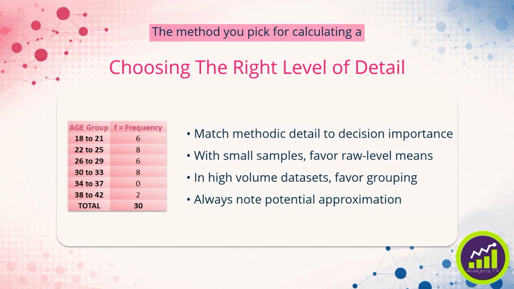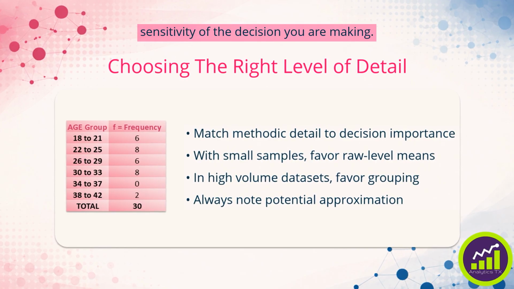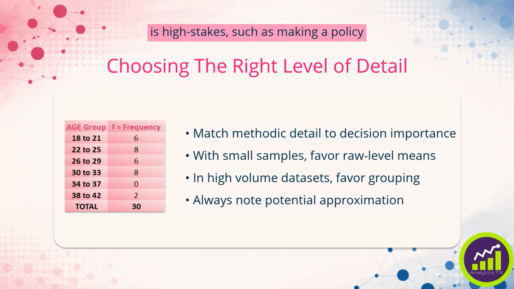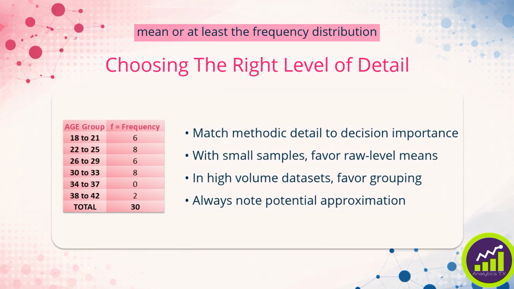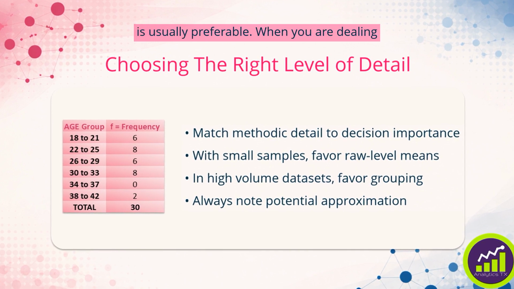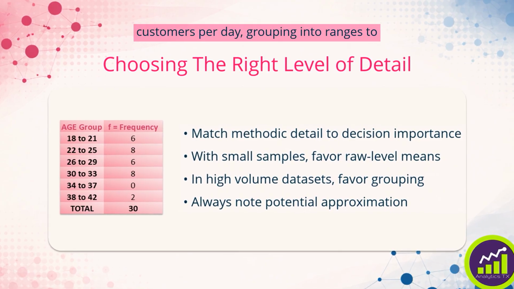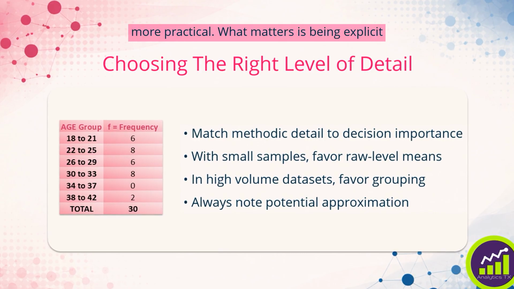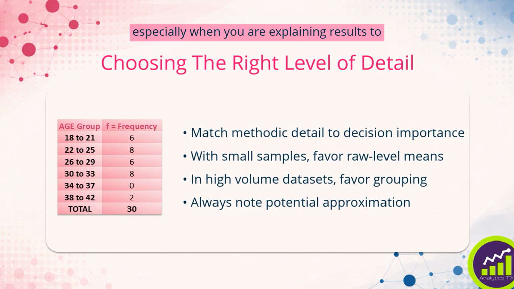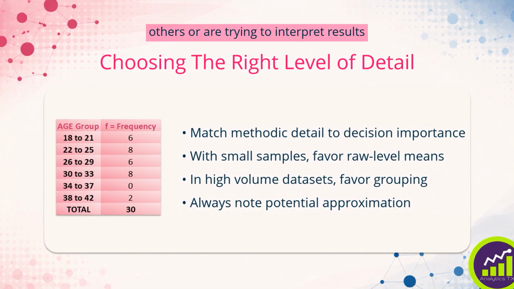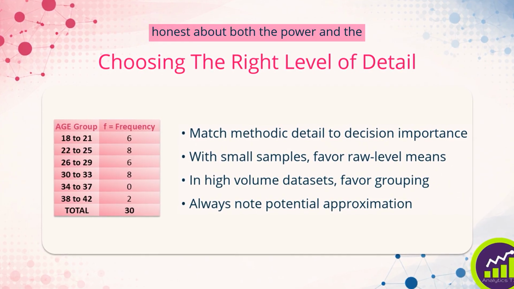The method you pick for calculating a mean should align with the importance and sensitivity of the decision you are making. When samples are small, or the decision is high stakes, such as making a policy based on a single class, the raw data mean, or at least the frequency distribution, is usually preferable. When you are dealing with huge volumes, such as thousands of customers per day, grouping into ranges to find a mean can make analysis far more practical. What matters is being explicit that a grouped mean is an approximation, especially when you are explaining results to others, or are trying to interpret results presented to you. This awareness keeps conversations honest about both the power and the limits of the average you are using.